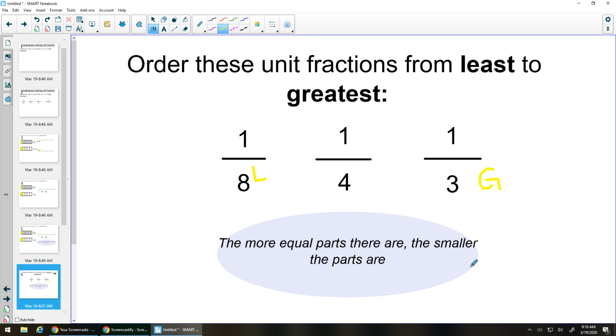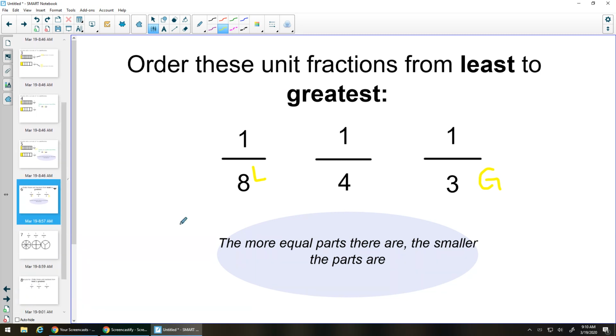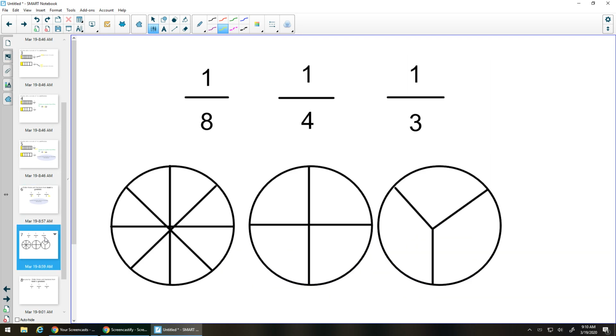If this is a little tricky, there is another strategy you can try. You can model each of these fractions in order to get a really good visual of the fractions. So 1/8, I split up into having 8 equal parts. So 1/8 would look something like this. 1/4 has 4 equal parts. So my fraction would look something like this. And 1/3 has 3 equal parts. So my fraction would look something like this.